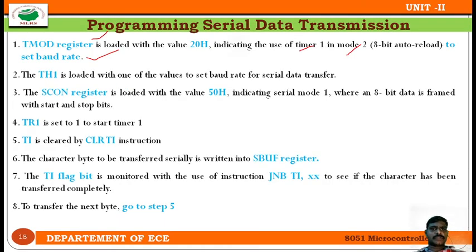Then TH1 is loaded with the value that sets the baud rate of serial data transmission. I'll tell you how to calculate that baud rate. Immediately, I load the baud rate value into the TH1 register. Then the SCON register is loaded with the value 50H, indicating serial mode 1, where 8-bit data is framed with start and stop bits. Then I set TR1 to start Timer 1.